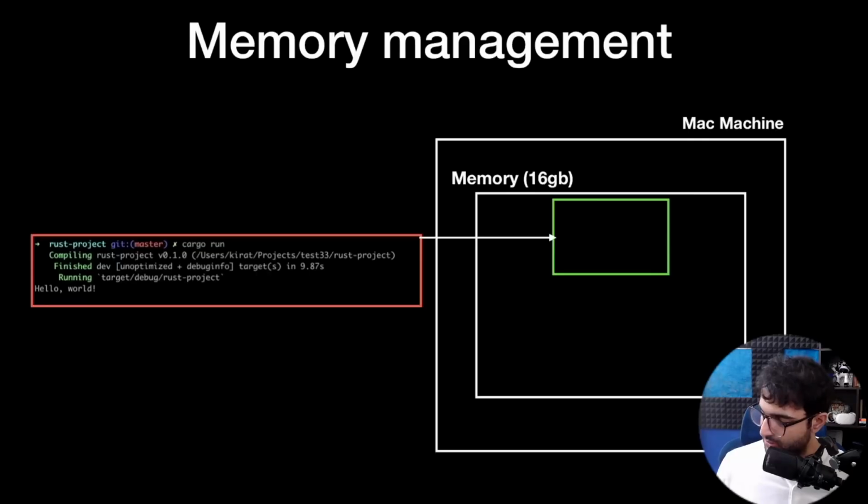And the answer is because whenever you run a program, for example, when I'm running this Rust program by running cargo run on my machine, I'm taking up some space on this memory. This memory is really small compared to your hard drive. Hard drives are 1 TB, 2 TB.